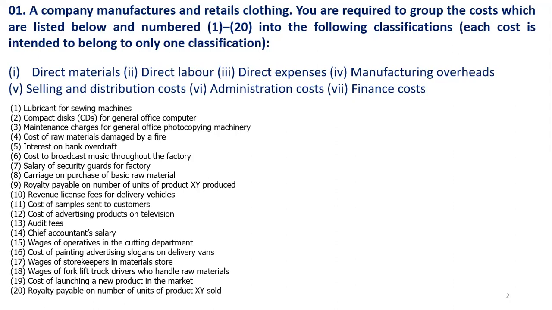There you have the direct material, direct labor, direct expenses, manufacturing overheads, selling and distribution cost. So basically the non-manufacturing overheads and administrative cost, the non-manufacturing overhead, finance cost, another non-manufacturing overhead, right? So these would be the categories. We have 7 categories at the moment. And now you are supposed to come up with the suitable classification for these cost items.